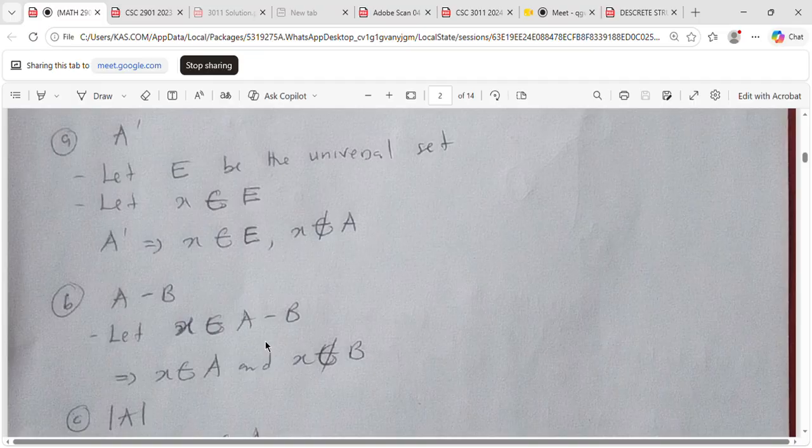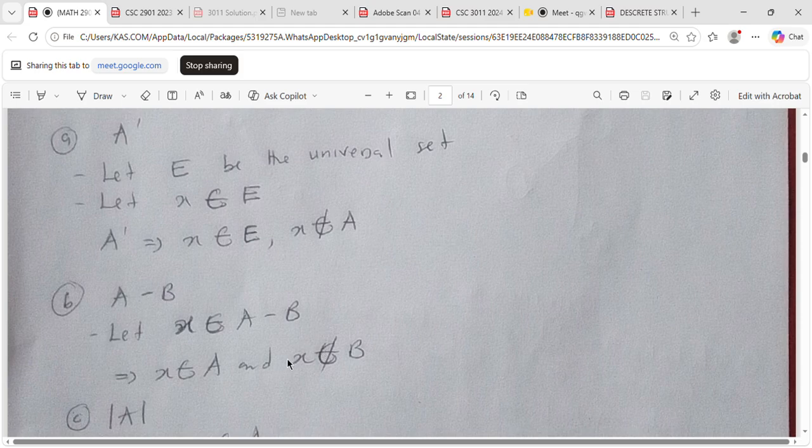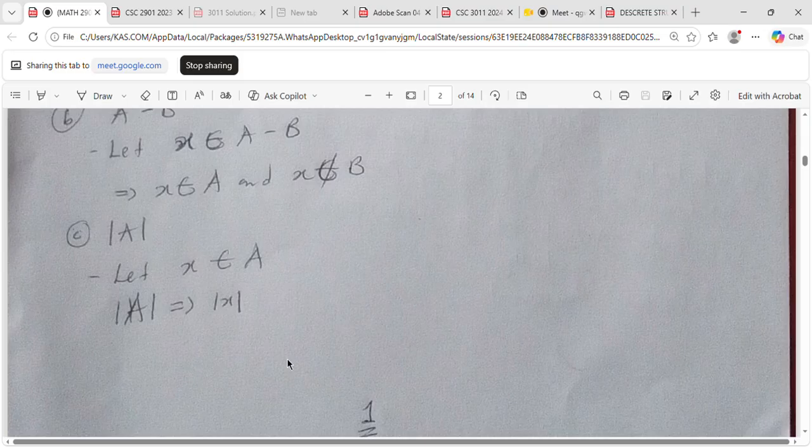Then A minus B, that's the difference set. I think we have done this quite a number of times. A minus B, we are saying let X be a member of those two, and we know that minus means and. So we are saying X is a member of A, but X is not a member of B. That's quite important.